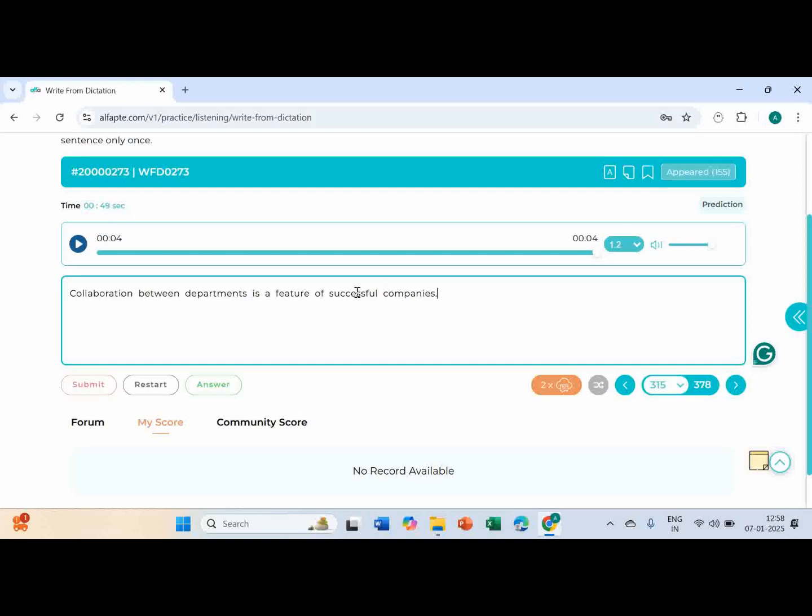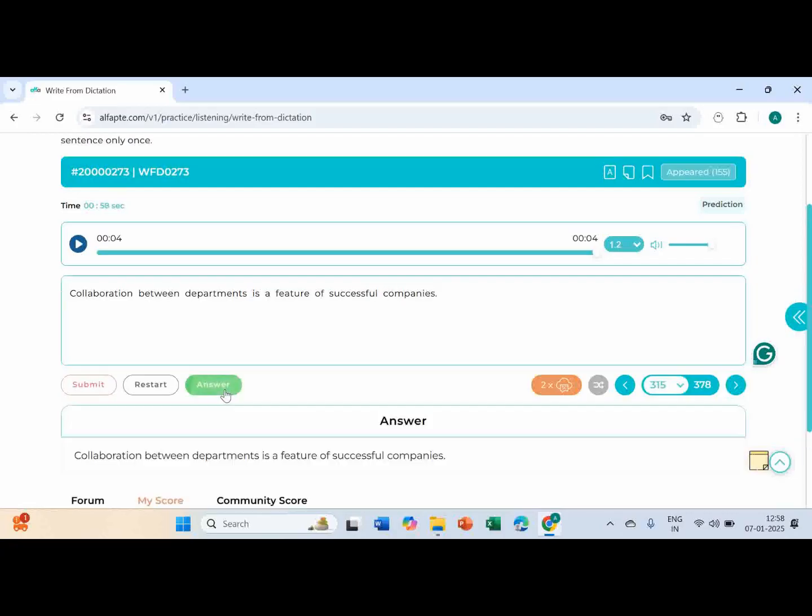So most of the students will be confused in the spelling of successful. So in successful we use double C and double S, but single L. Companies. So this was the answer. Next one.